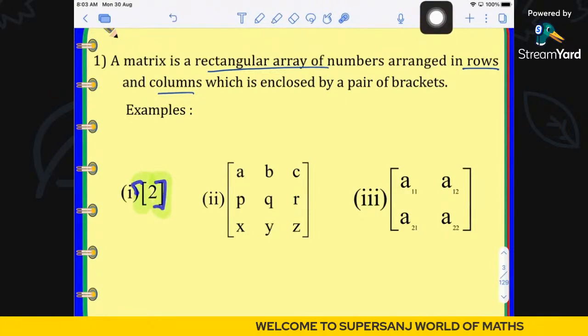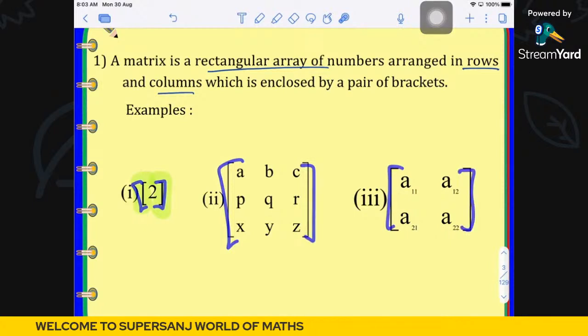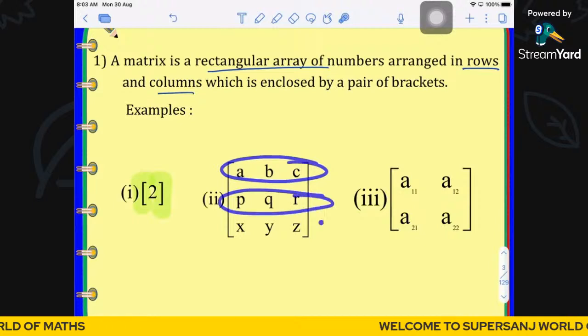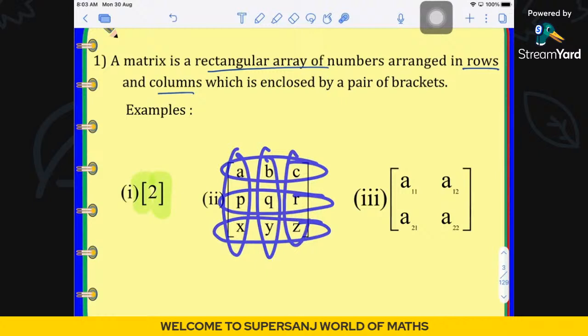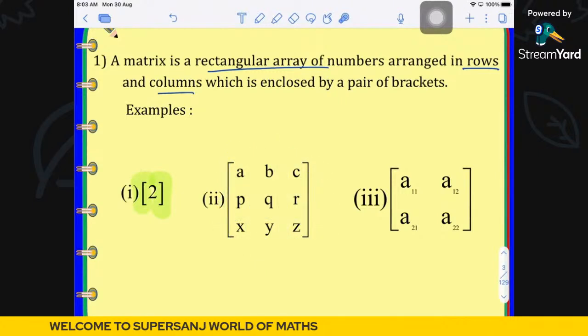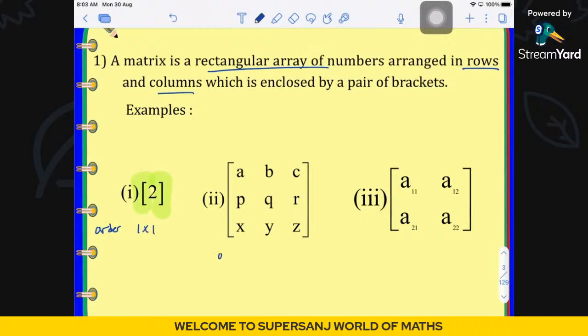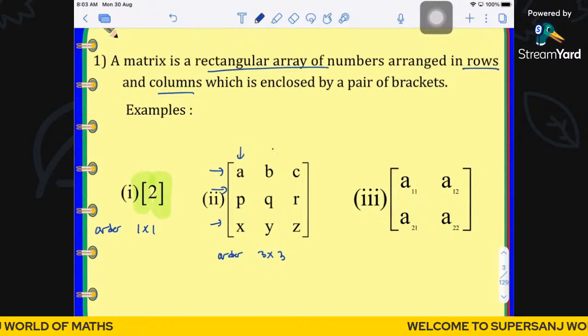You can see the brackets. All these are the brackets which we are talking about. And these are the rows and columns. This is your rows, and these are your columns. You can see that, right, everybody? So any order of a matrix will be written by rows and columns. So this is order 1 by 1. This is order 3 by 3. Why? Because 3 rows followed by 3 columns.